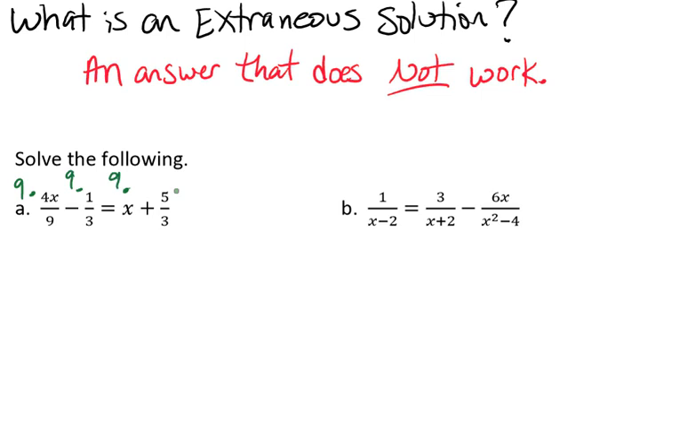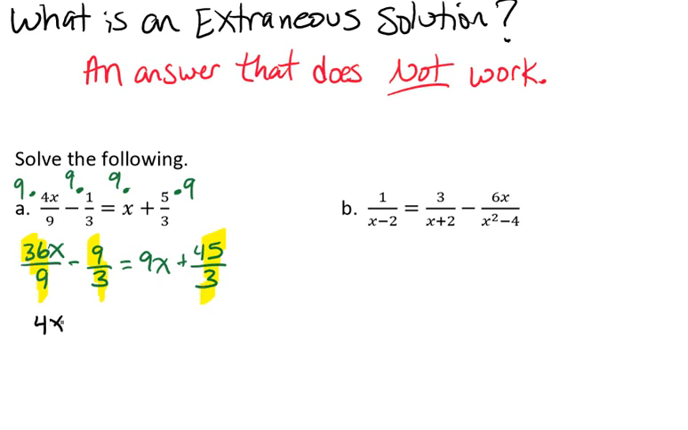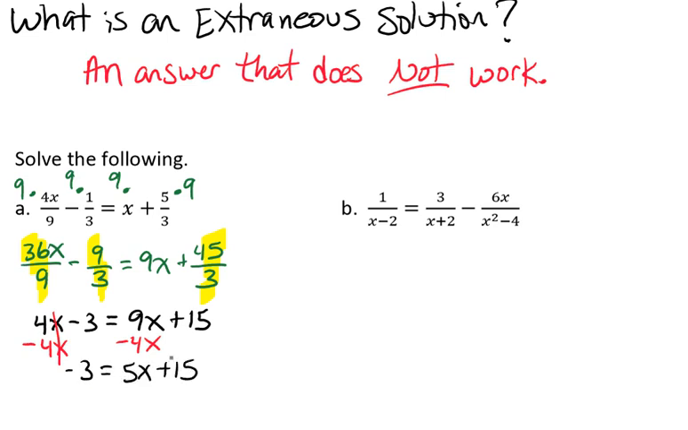This is just one way to try this problem. There are actually lots of different ways to solve it. So here I'm going to have 36x over 9 minus 9 over 3 equals 9x plus 45 over 3. Then I can simplify my fractions, and that's going to give me 4x minus 3 equals 9x plus 15. From here, I'm going to subtract 4x from both sides. That's going to give me negative 3 equals 5x plus 15.